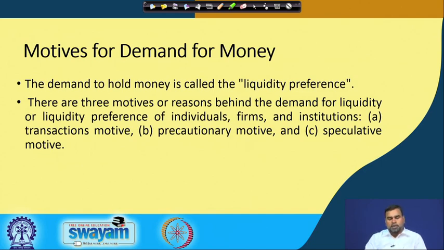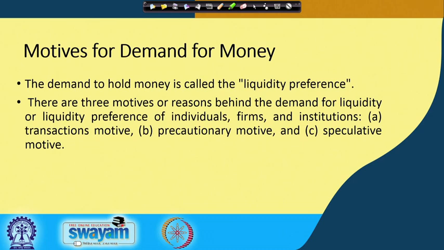What Keynes was basically trying to say, according to Keynes, is why it is called the liquidity preference theory: because the demand for money or the demand to hold money is nothing but the liquidity preference. So, whether people are interested to hold the money with them or not, or they are interested to invest the money in the market.